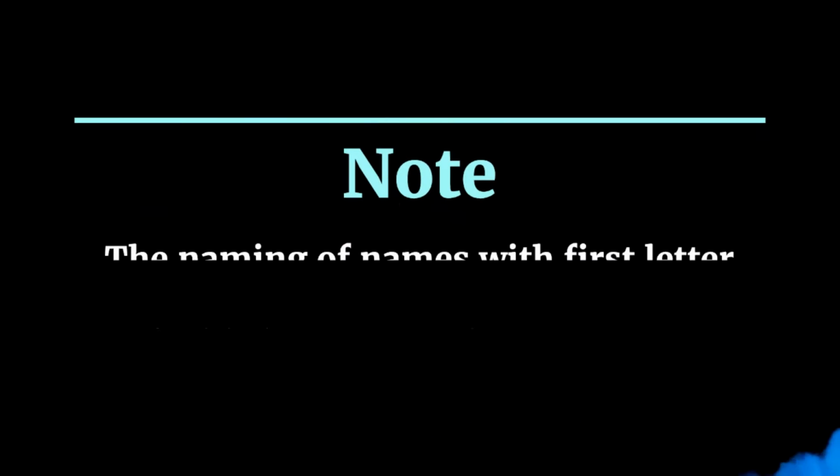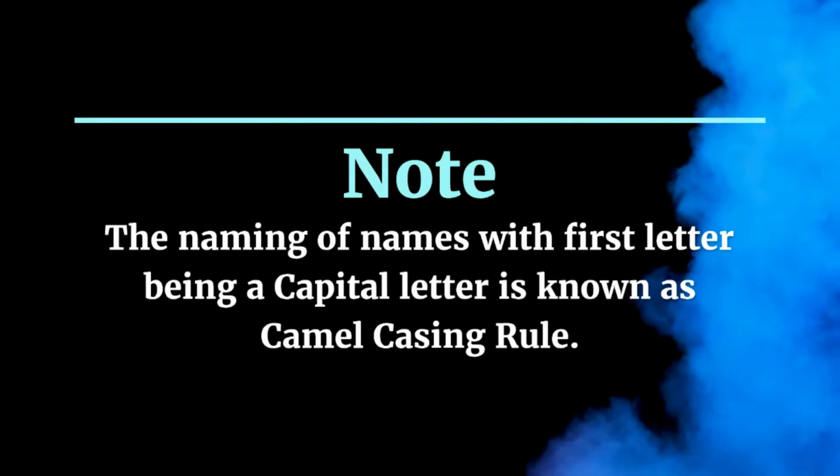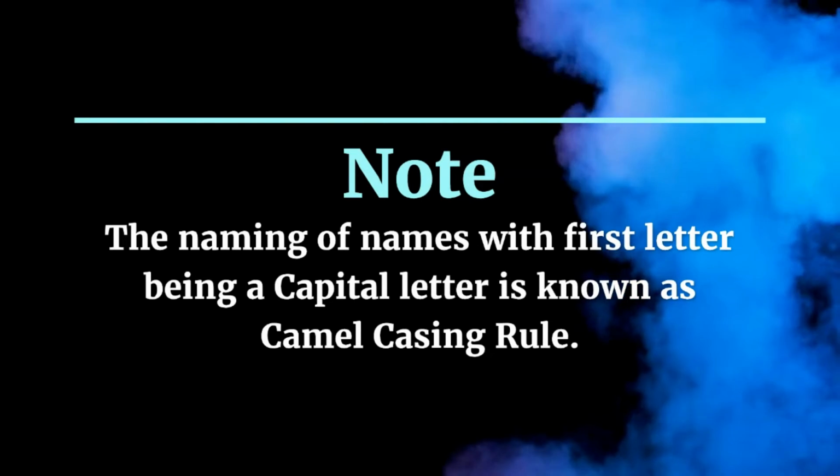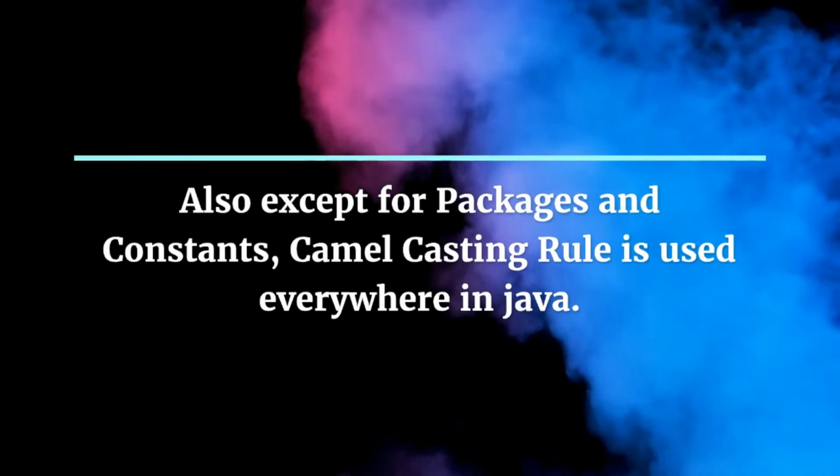Now there are a few things which you should note. First, naming with the first letter being a capital letter is known as the camel casing rule. Also, except for packages and constants, the camel casing rule is used everywhere in Java.